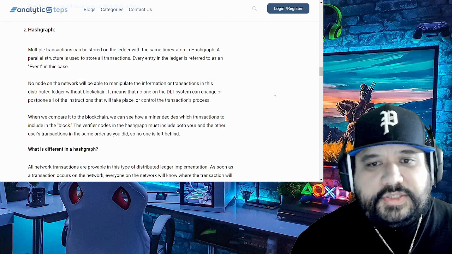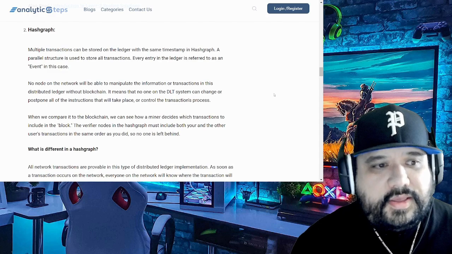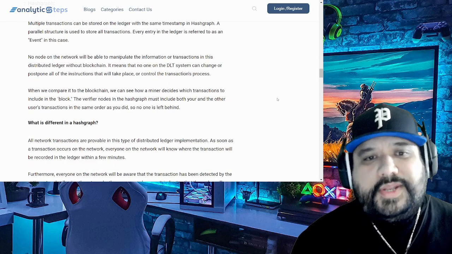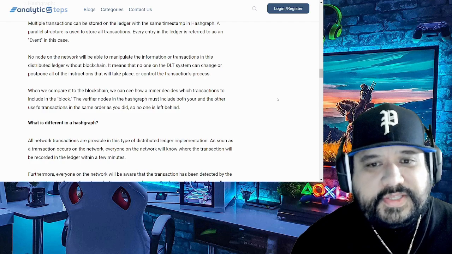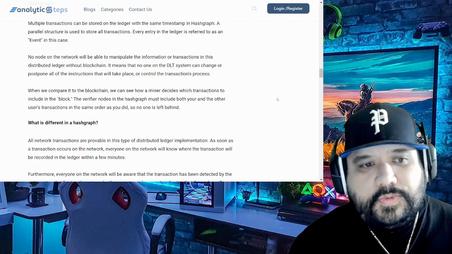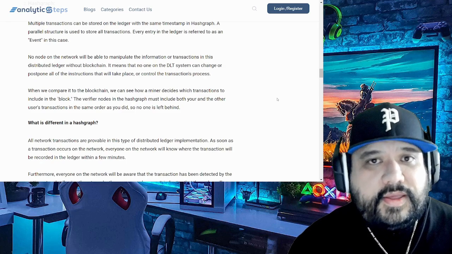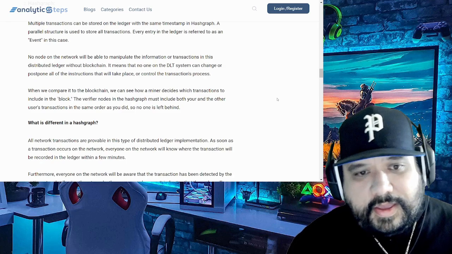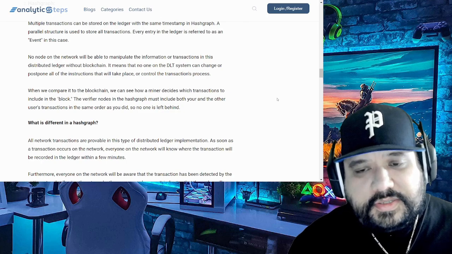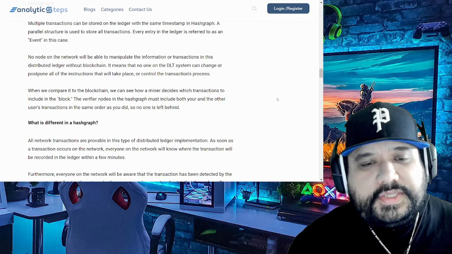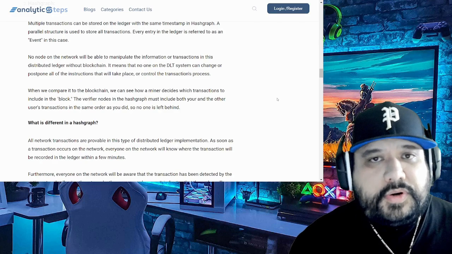A parallel structure is used to store all transactions. Every entry in the ledger is referred to as an event in this case. No node on the network will be able to manipulate the information or transactions in this distributed ledger without blockchain. That's a key thing here when it comes to understanding Hedera's Hashgraph. It means that no one on the DLT system can change or postpone the instructions that would take place or control the transaction process.